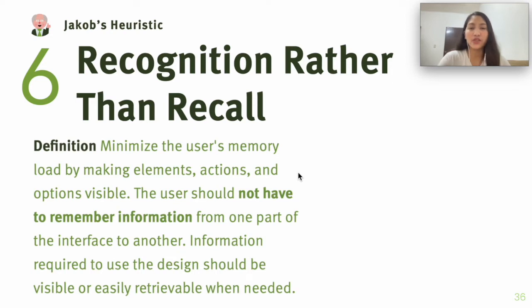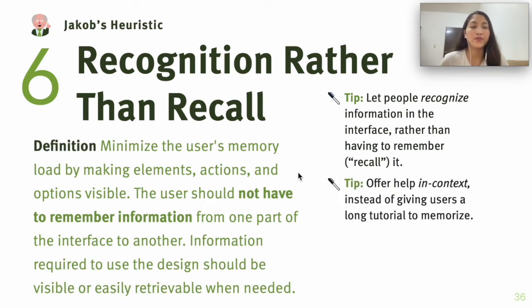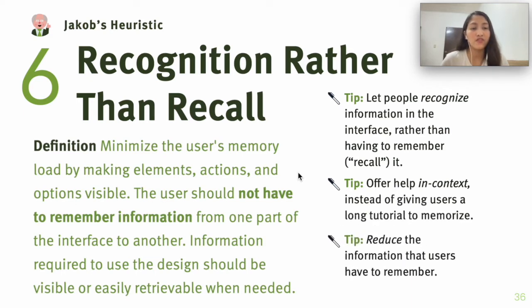So the sixth heuristic is recognition rather than recall. You have to minimize the user's memory load by making elements, actions, and options visible. The user should not have to remember information from one part of the interface to another. Information required to use the design should be visible or easily retrievable when needed. So the first tip: let people recognize information in the interface rather than having to remember or recall it.